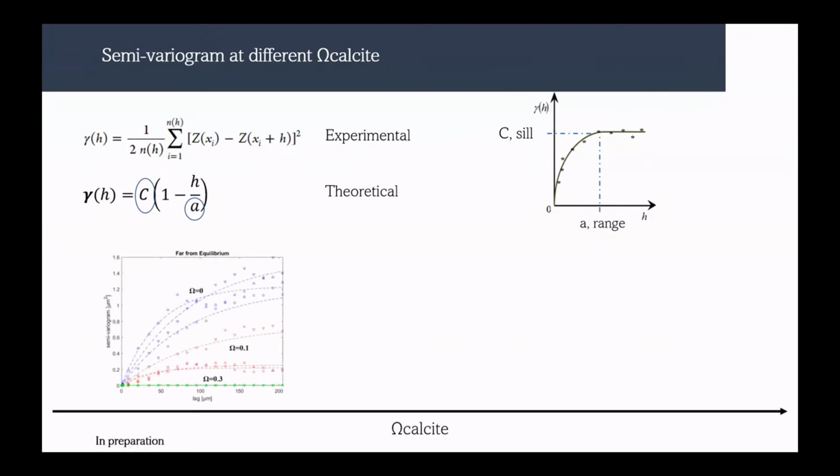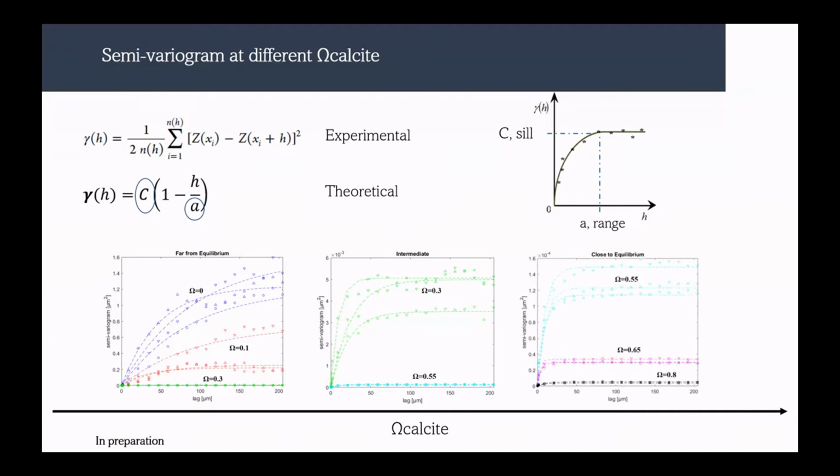And so we calculated the semivariogram for all the saturation states, and we noticed a clear trend. Basically, as the saturation state increases, the variogram goes lower and lower. More specifically, the sill decreases, but also the range shifts to the left. We notice this trend for all saturation states. So the variogram keeps going down and down as the saturation state increases.